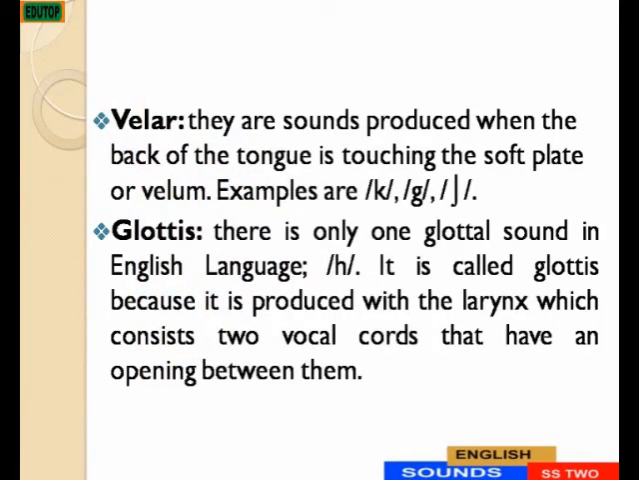The next one is velar. Velar sounds are produced when the back of the tongue is touching the soft palate or the velum. The soft palate is also referred to as the velum. Examples include k, g, and ng. The glottal. There is only one glottal sound in the English language, and that is h. It is called glottal because it is produced with the larynx, which consists of two vocal cords that have an opening between them. So it is produced from the back of the mouth.